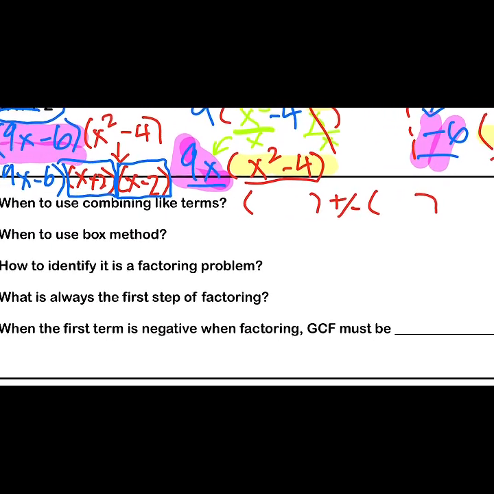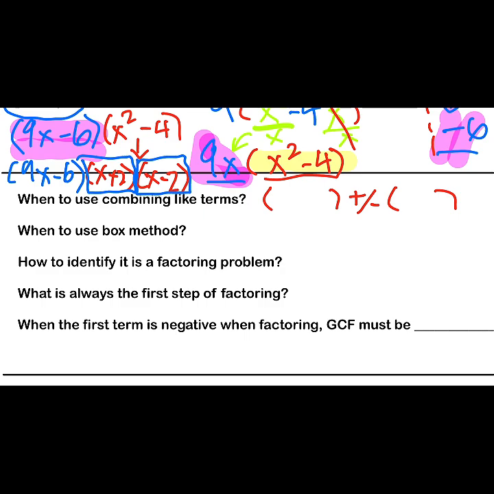When do we combine like terms? Adding or subtracting. When do we use box method? Well, when we are multiplying. Remember, when two parentheses are touching like this is multiplication. Let me just highlight that real quick. That is multiplication. That's when we use box method.